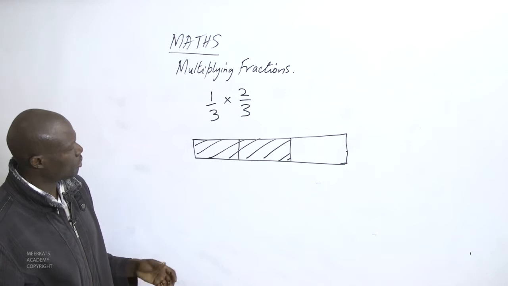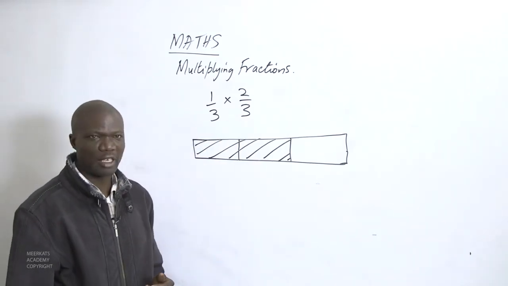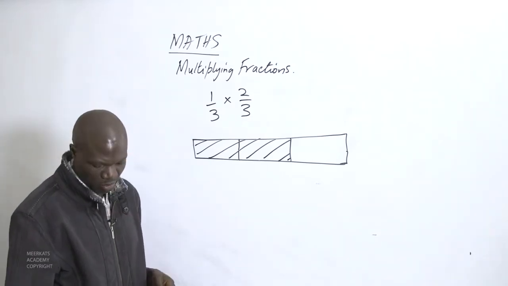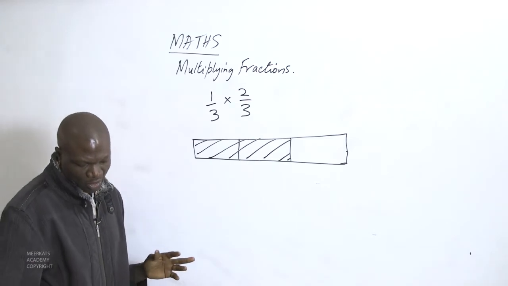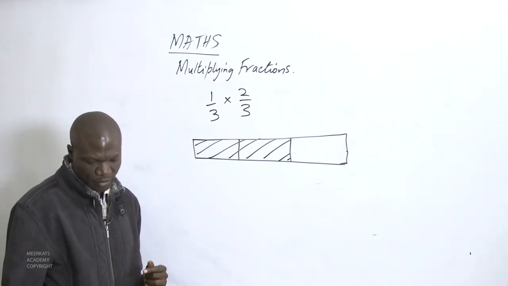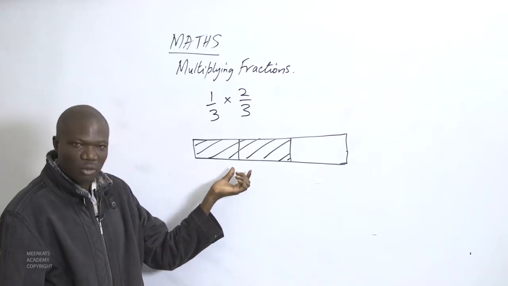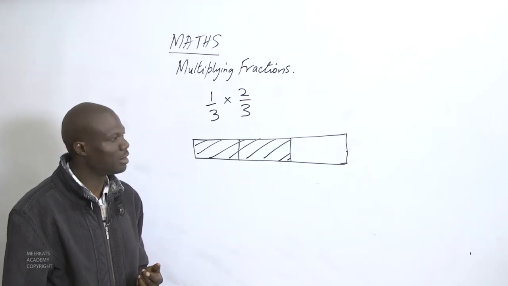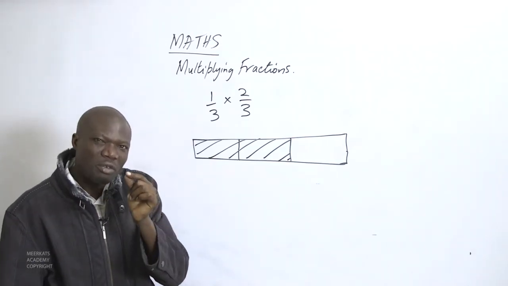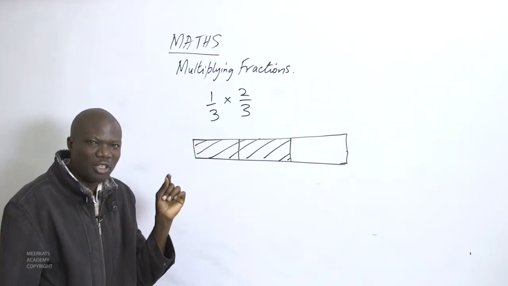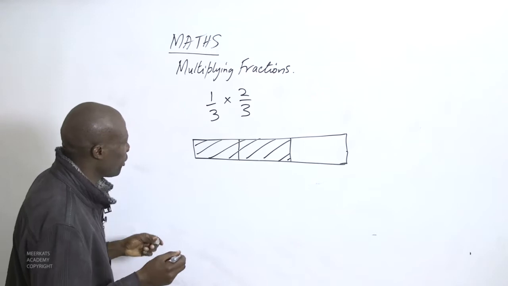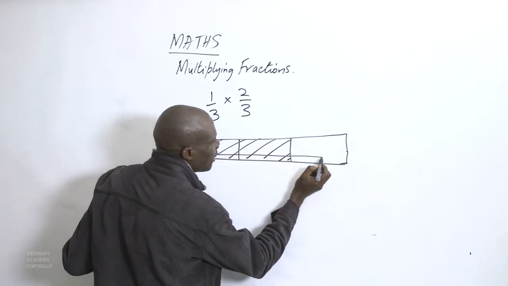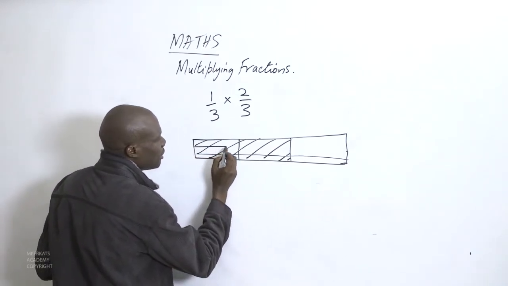But what we need is a third multiplied by 2 thirds. A third multiplied by 2 thirds. Now let us look at this. We have shaded and shown one part of 2 thirds. Now, when we talk of a third of 2 thirds, we are looking at a third of 2 thirds.